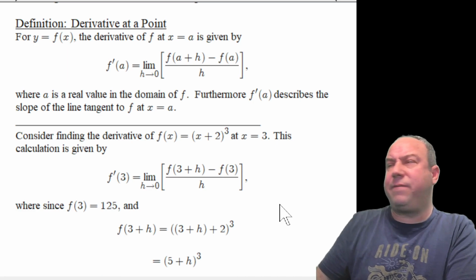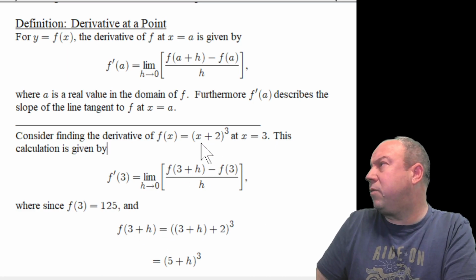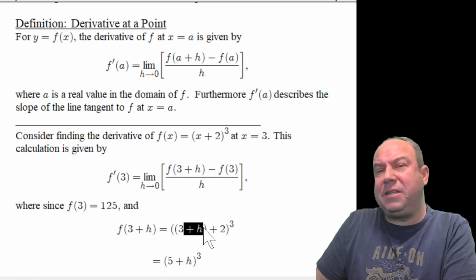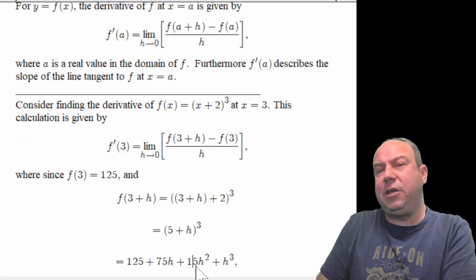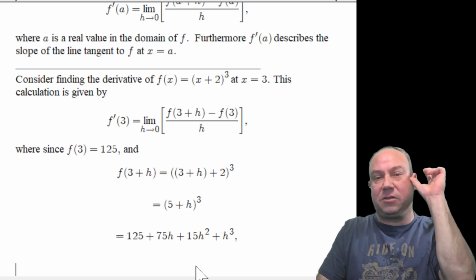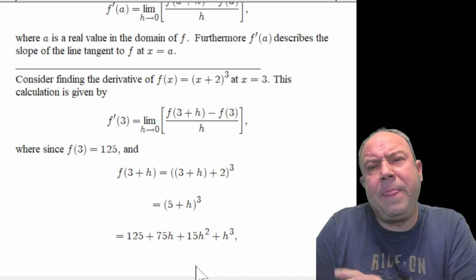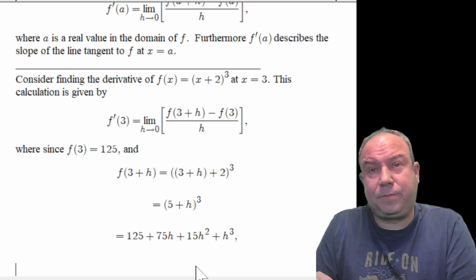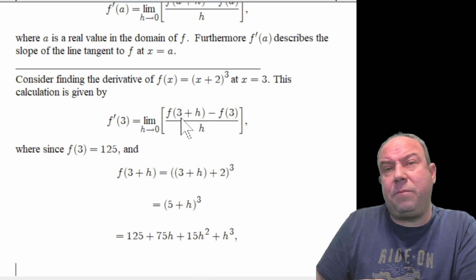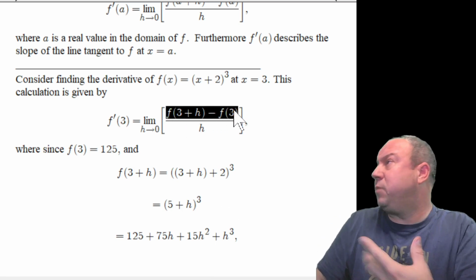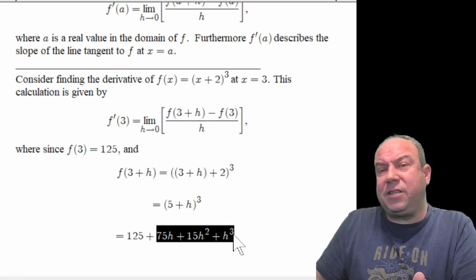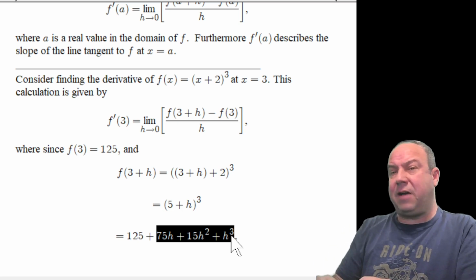As for f of 3 plus h, we are just going to plug 3 plus h into the function above for the value of x, which does simplify the statement inside the group into 5 plus h being cubed. And if we cube 5 plus h, that does cube to give us 125 plus 75h plus 15h squared plus h cubed. Now, if we take away from that in quantity the value of f of 3, as we see in the numerator, this expression here, that will leave behind just these last 3 terms involving the value of h.